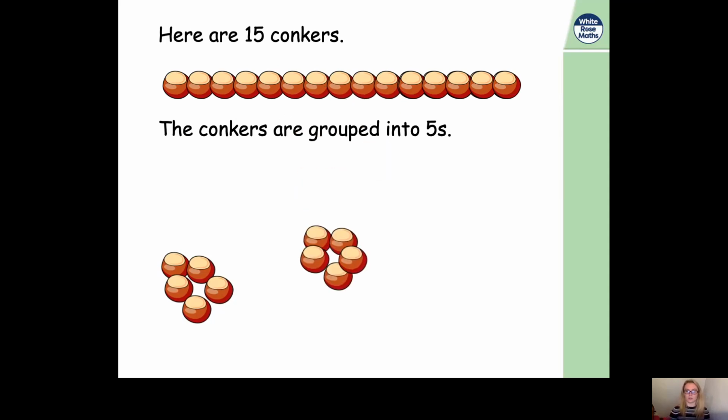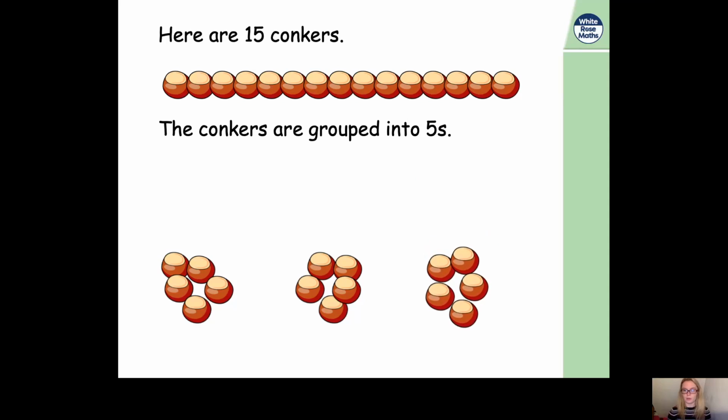I've got 2 groups. So let's check, have I got 5 conkers in each of these groups? Yes, both of my groups so far have 5 conkers in. And my third group, there we go. So I've got 5 conkers in the first group, 5 conkers in the second group, and 5 conkers in the third group.